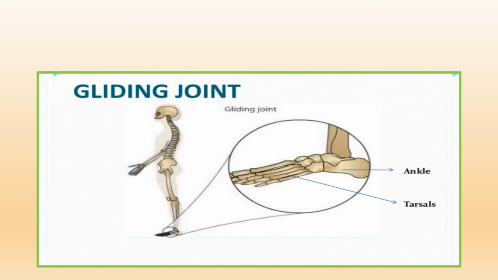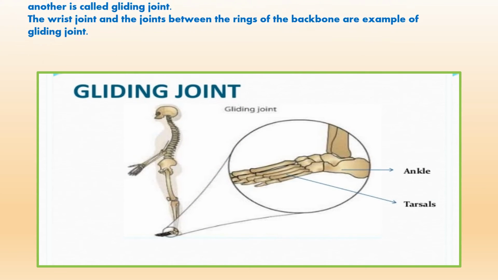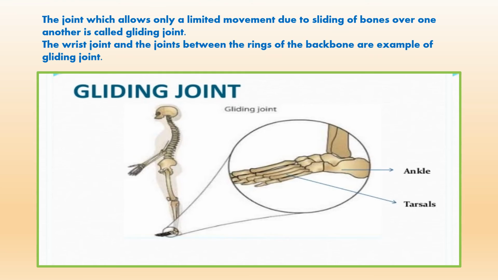Now gliding joint. This joint allows only a limited movement due to the sliding of bones over one another, and is called a gliding joint. The wrist joint and the joints between the rings of the backbone are examples of gliding joints. You can see they move over one another. These are the toes and these are the fingers, and these are also called gliding joints.